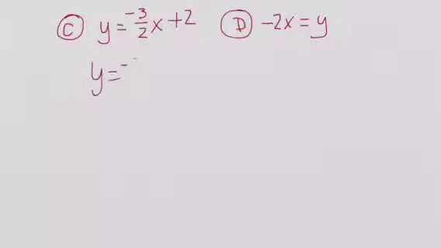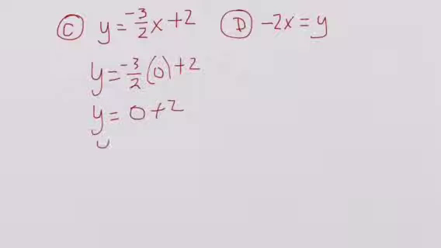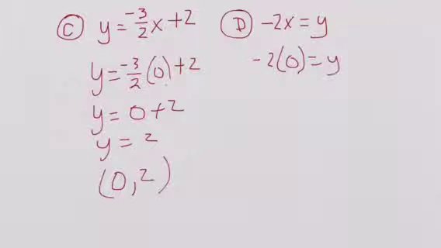Y is equal to negative 3/2 times 0, that's our value for x, plus 2. Y is equal to 0 plus 2. Y is equal to 2, so our y-intercept is going to be 0, 2. Negative 2 times 0 is equal to y. 0 is equal to y, so our y-intercept is going to be 0, 0.